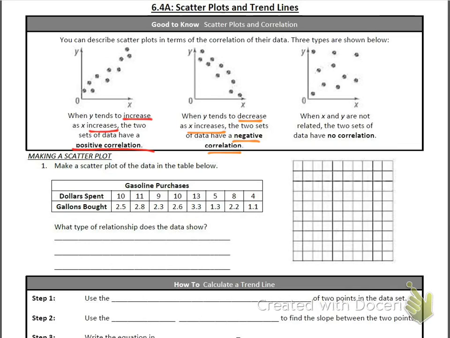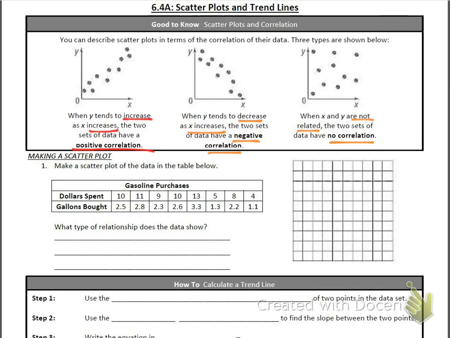When x and y are not related, the two sets have no correlation. So something that has no correlation: your age and the number of hairs on your head. Okay, do you think those are correlated? Maybe when you're a baby, but otherwise not so much. Okay, or when you get really old. But as a teenager, maybe not.